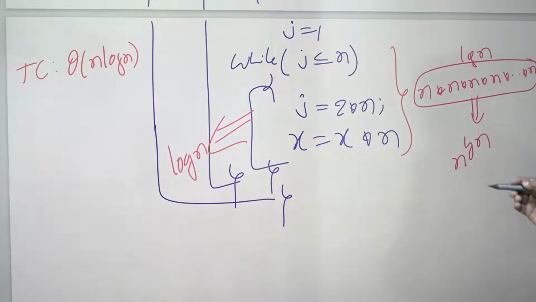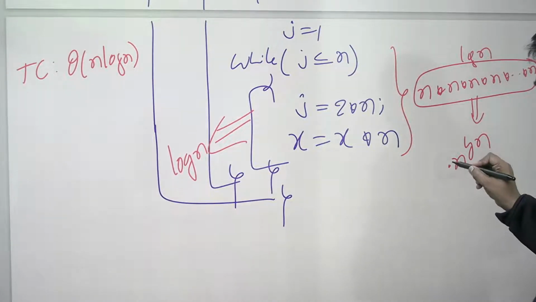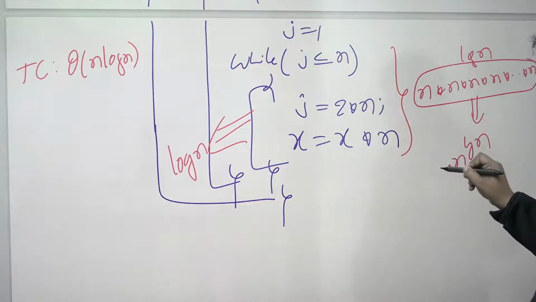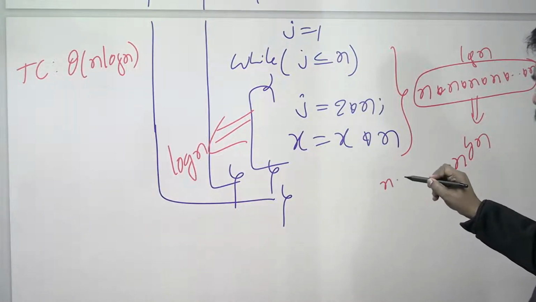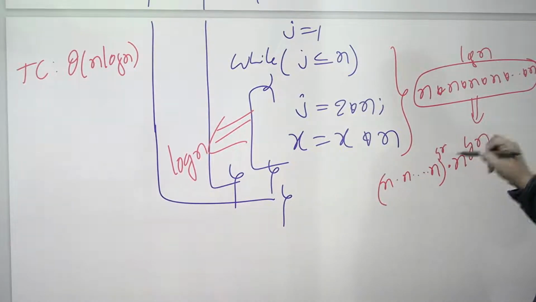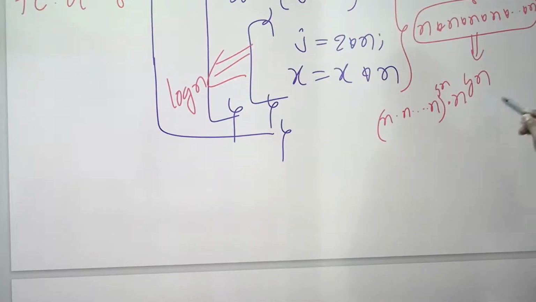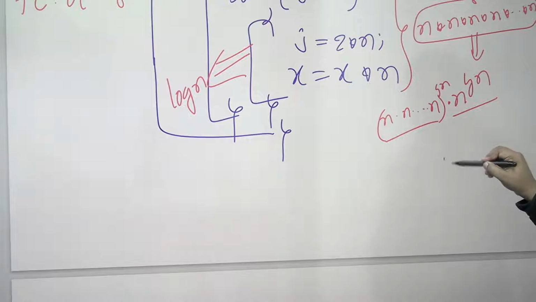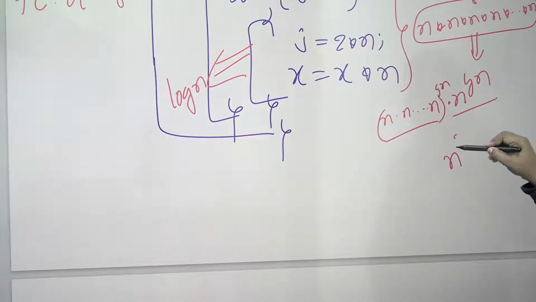If you observe clearly, next i value, again same story will repeat. What is the answer? n into n again, right? Existing 1. So what is the answer? This is also log n time. So if you observe clearly, you have to multiply. n power log n, n power 2 log n. So what I want to say, n power 2 log n.